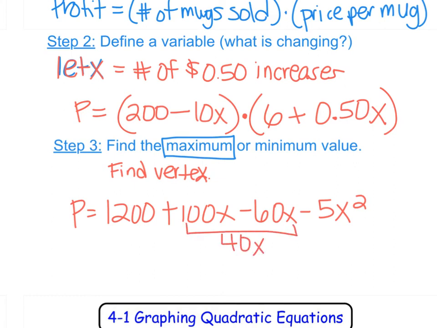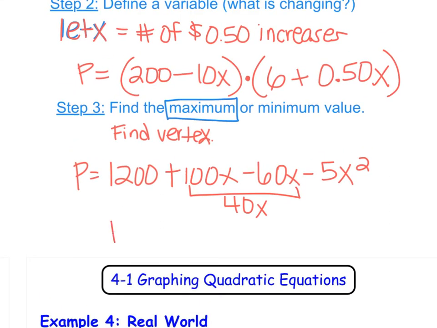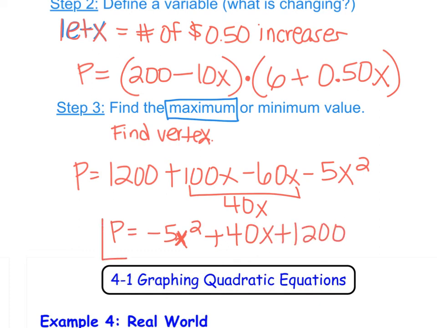And then we do want to rewrite this in standard form. So we're going to rewrite it as p equal to negative 5x squared. Put your quadratic term first, so negative 5x squared, plus your linear term, plus 40x, and then plus 1200. So that is your profit equation in standard form. So now we can identify A and B so that we can find the vertex.